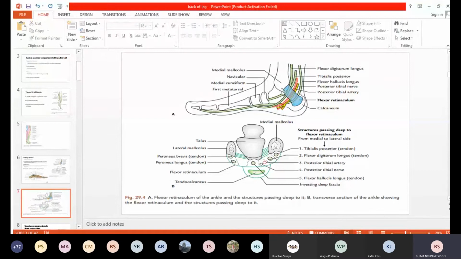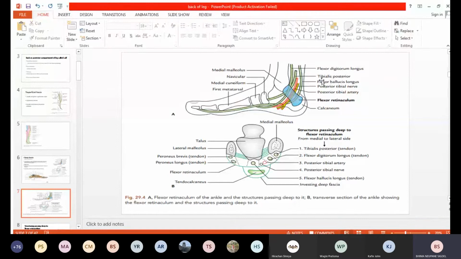So T for the tibialis posterior, right? Along with that, this is the flexor digitorum longus. So here Tom, Dick, that is the flexor digitorum longus. After that, Tom, Dick, A, and N. So red color is the posterior tibial artery, and N is for the nerve, that is the tibial nerve. Along with that, last, that is Tom, Dick, and Harry. S for the flexor hallucis longus.